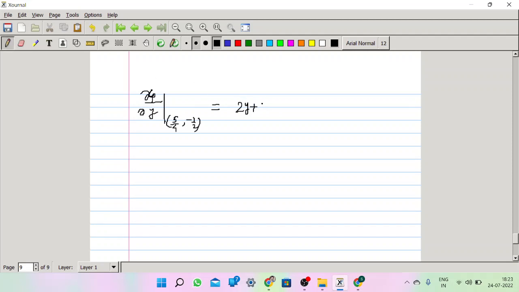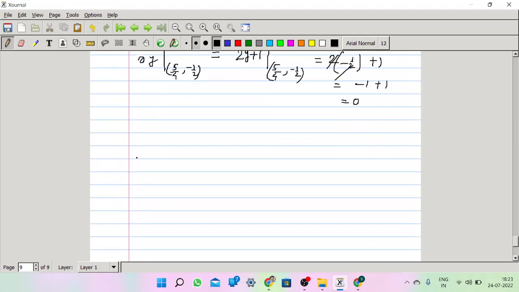Two y plus 1 at 5 by 4 comma minus half, so that is equal to 2 into minus half plus 1. So it gives minus 1 plus 1, because the 2 cancels out here, so I get 0. But it does not satisfy the statement of the implicit function theorem, so I can say that the implicit function theorem is not satisfied.